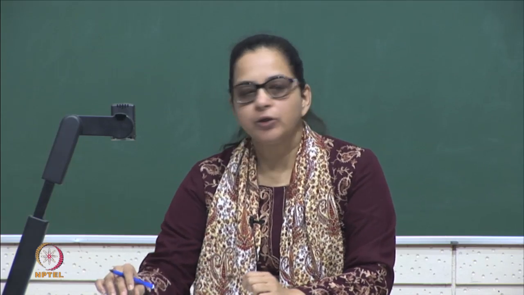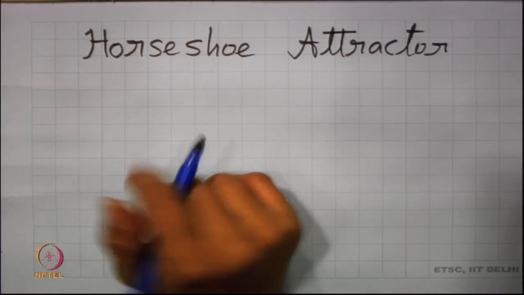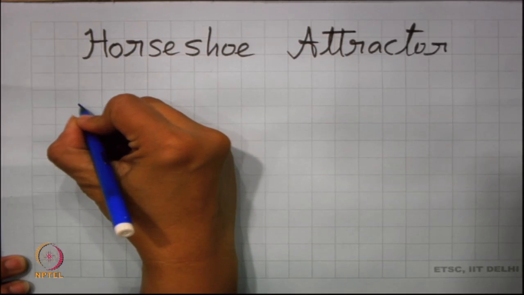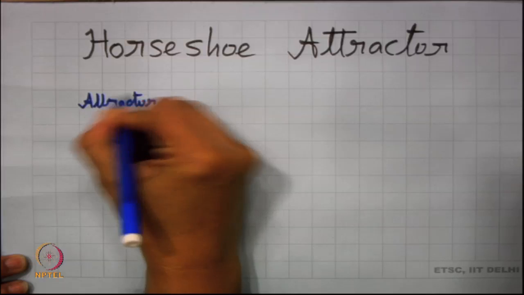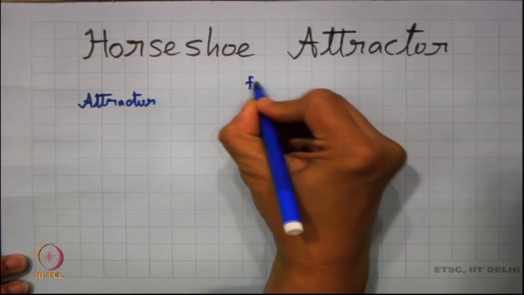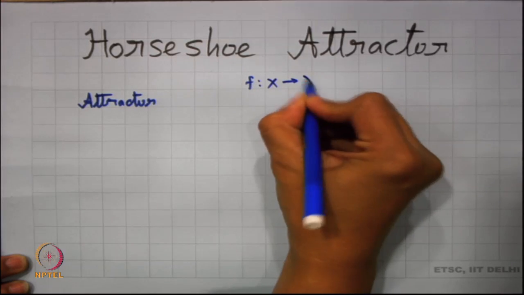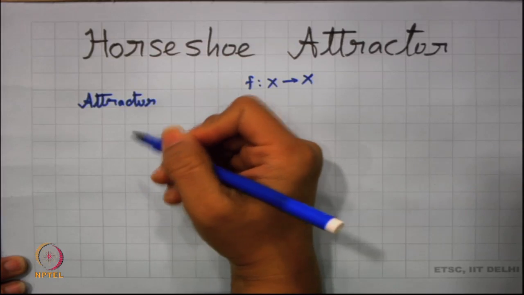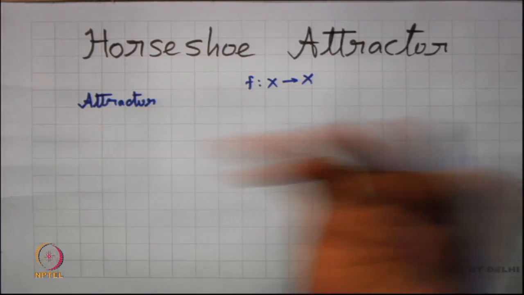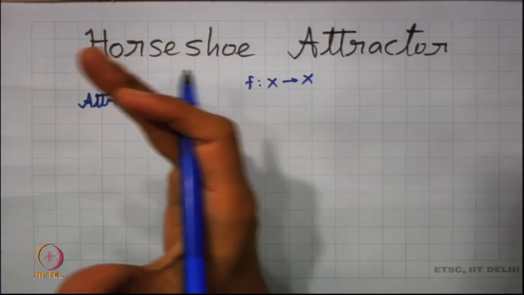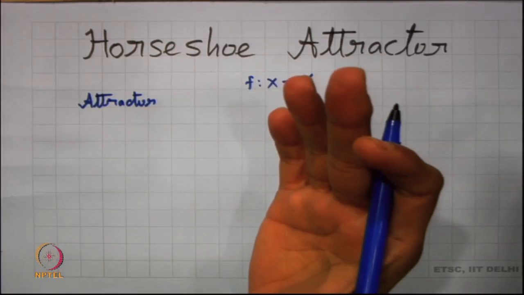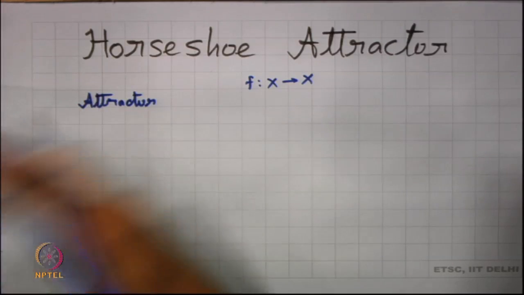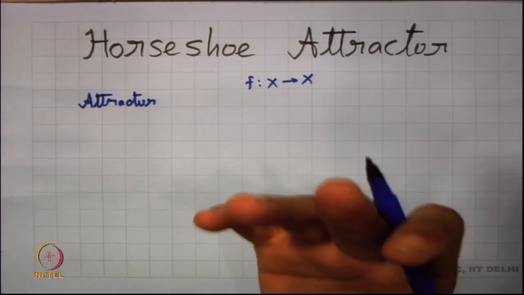To start the talk, we will be talking about the horseshoe attractor. Now, what do we mean by an attractor? We know that we can have a dynamics f acting from X to X, and usually there will be some orbits of X which converge to some particular set. I am not talking of points, but they will be converging to some particular set, and there will be some orbits which will sort of disappear.